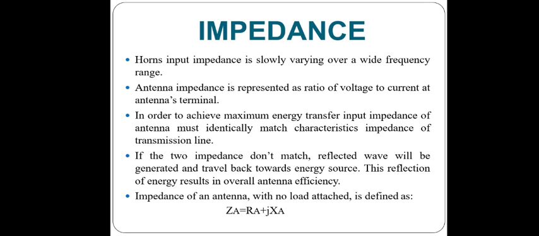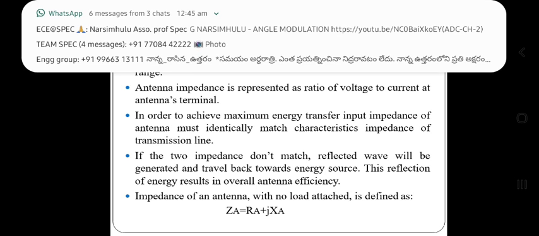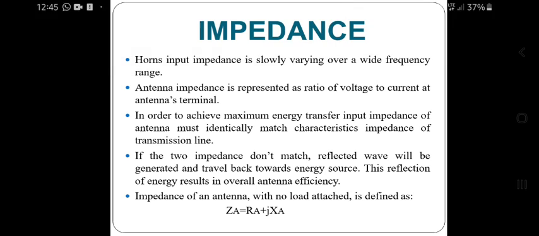Now we will come to impedance. The antenna impedance is represented as the ratio of voltage to current at the antenna terminals. We already know how to find the input impedance or the output impedance. The ratio of the input voltage to the input current is the input impedance.